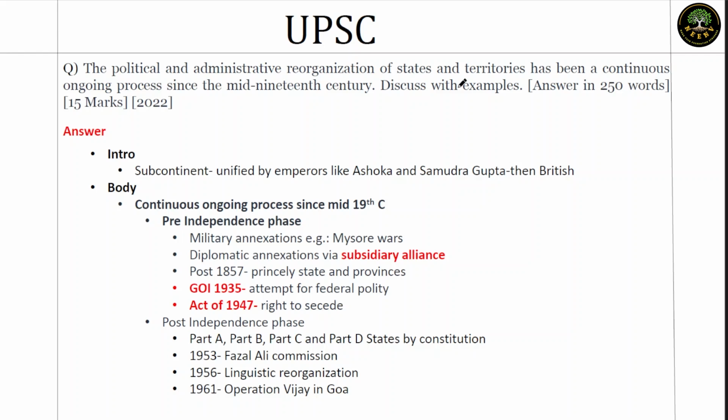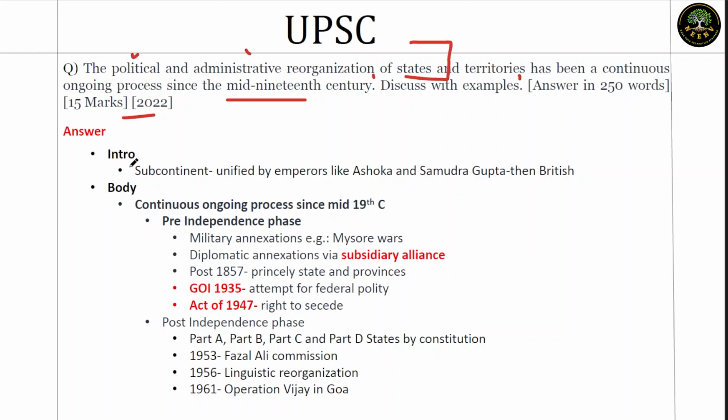We have a 15 mark question from post-independence consolidation from the year 2022. See the question: the political and administrative reorganization of states and territories has been a continuous ongoing process since the mid 19th century. Discuss with examples. It is mid 19th century, that is the 1850s. From the 1850s, it should be presented as an ongoing process.